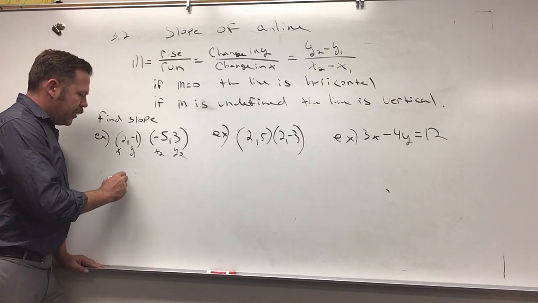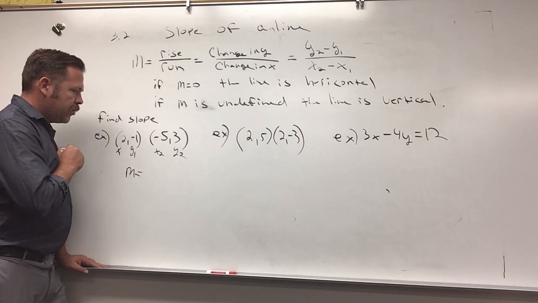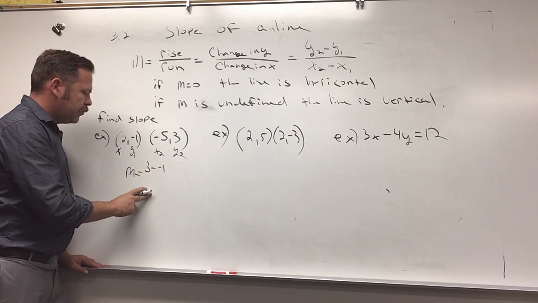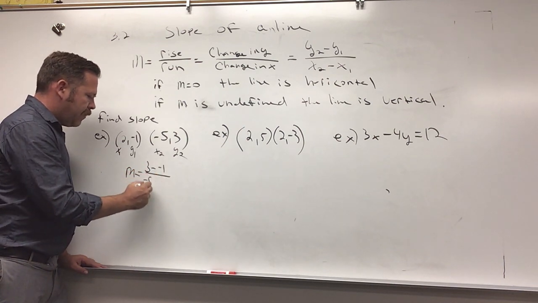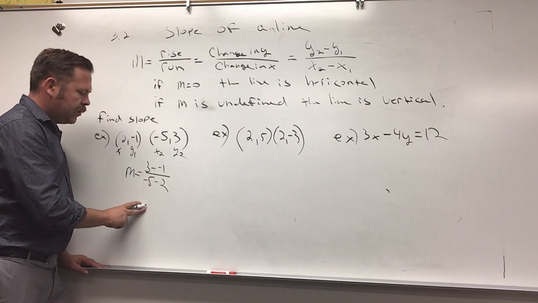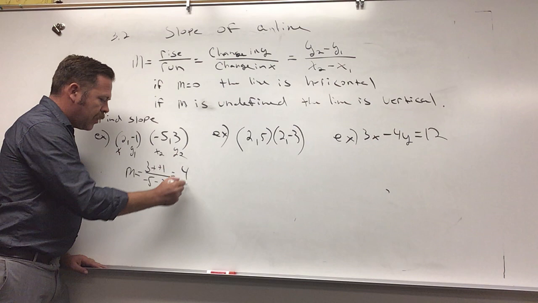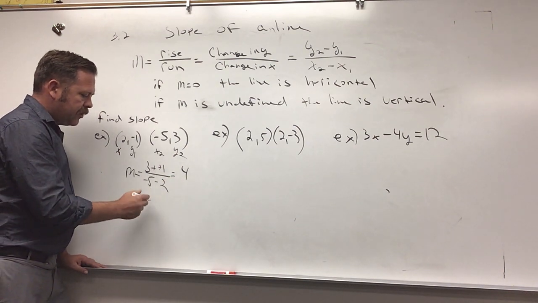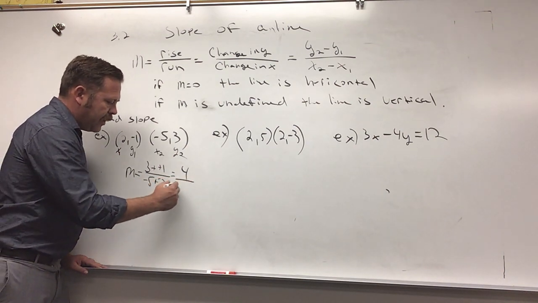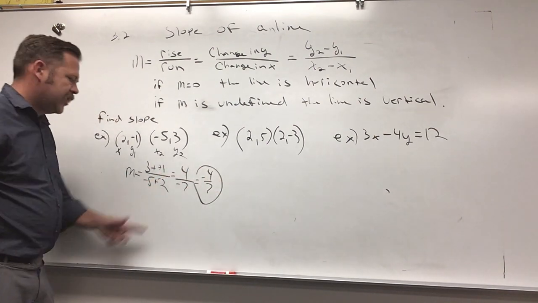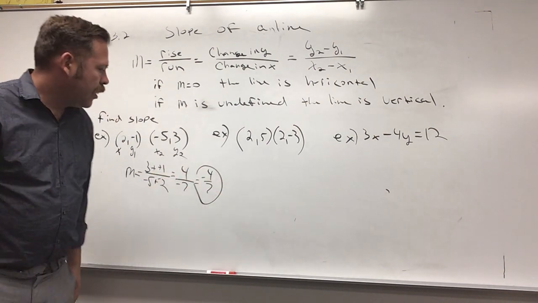So let's try. M is equal to 3 minus negative 1 over negative 5 minus 2. All right, now we'll simplify that. I'm going to add the opposite there, and I get 4. And negative 5 minus 2, I'm going to add the opposite again, and I get negative 7. So negative 4 over 7 is my slope, right? Same as 4 over negative 7.